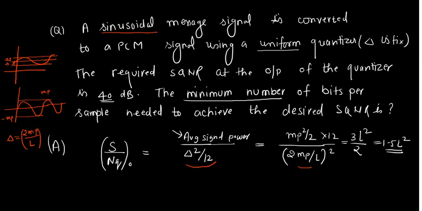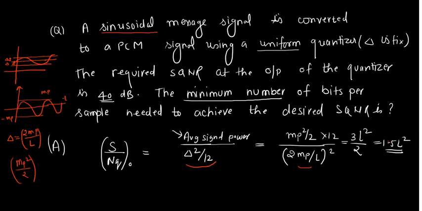We have just shifted 12 to the numerator, and for the average signal power, we know that for a sinusoidal signal it is the amplitude square divided by 2. So this is the average signal power. If we solve it, the signal to quantization noise ratio for a sinusoidal signal is given by 3L square by 2, or equivalently 1.5 L square.